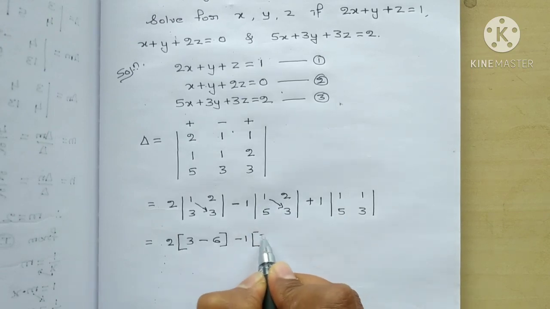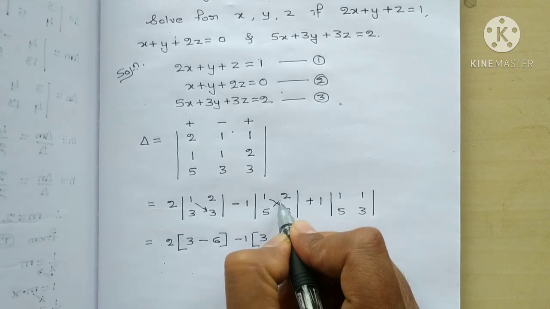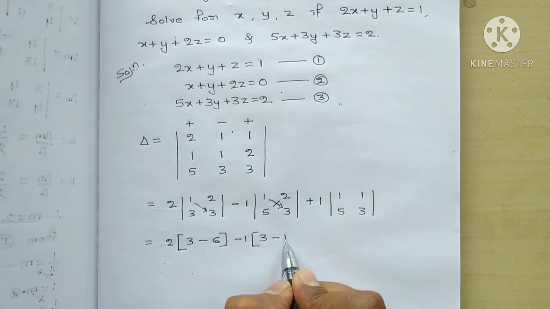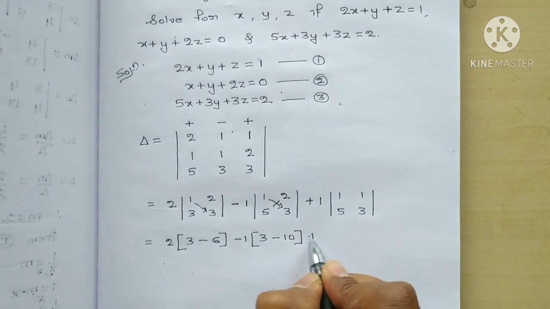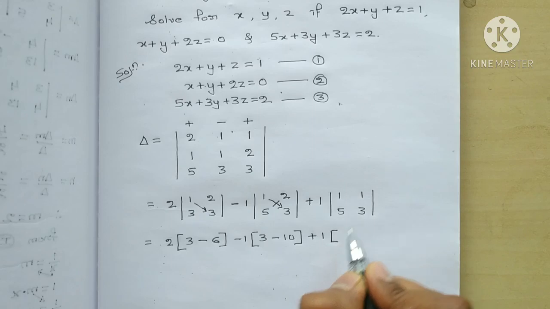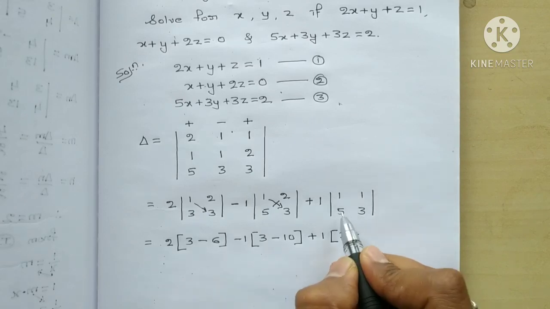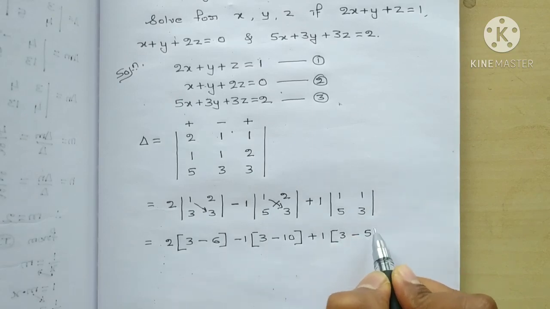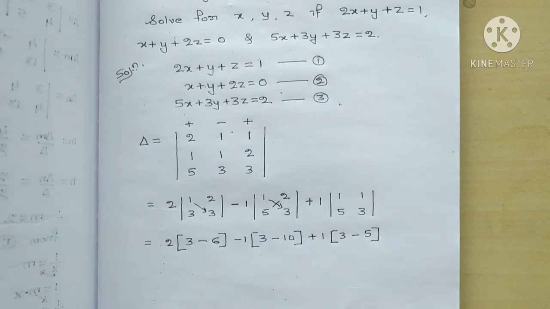1 into 3 is 3. Middle negative sign. Next these two, 5 into 2 is 10. Next, plus 1 into bracket. Again in bracket, 1 into 3 is 3, middle negative sign. 5 into 1 is what? 5. So this is the second step.